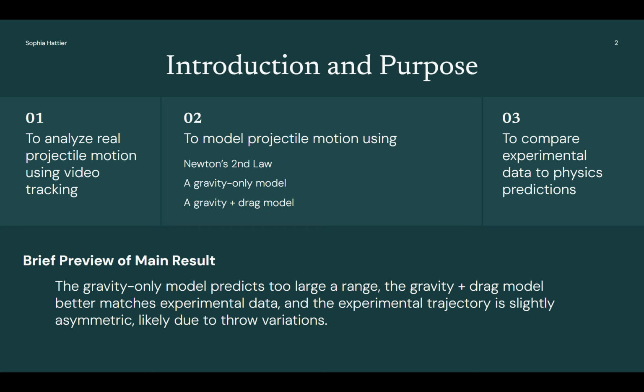Preview of the main result. Gravity-only model predicts too large a range. Gravity plus drag model best matches the experimental data, and the experimental trajectory is slightly asymmetric, likely due to throw variations. Physics principles and models, the system and surroundings.